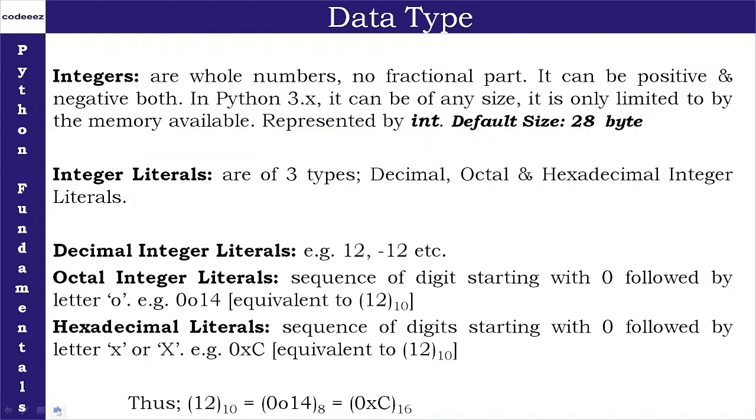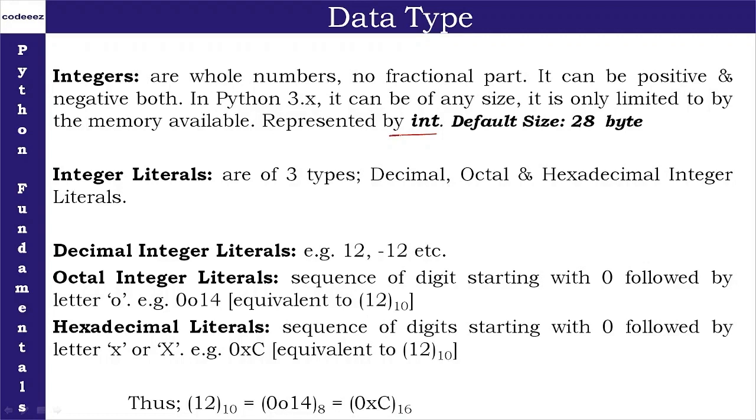So the first one is integer. Now what is an integer? Integer is simply a value which can be a negative number or a positive number, but without the fractional part, without the decimal part, right? So integers are values without the fractional part. It can be negative, it can be positive, and it is represented by int.